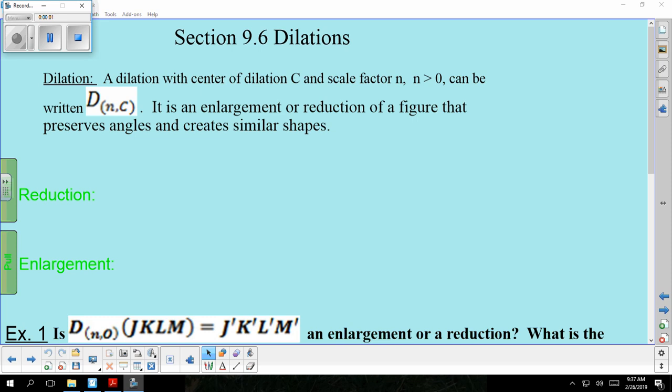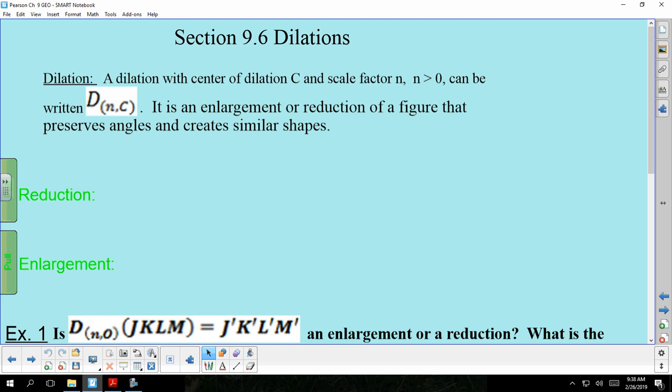So thus far, we've focused on isometries, which are rigid motions that preserve all side measures and angle measures. We did congruence transformations by using reflections, translations, and rotations. Those preserve the same shape. Today we're going to change the size of the shape through what's called a dilation.